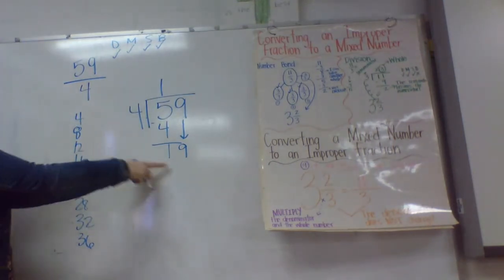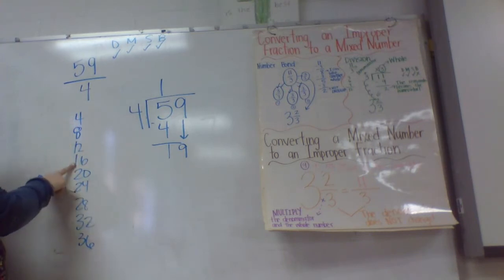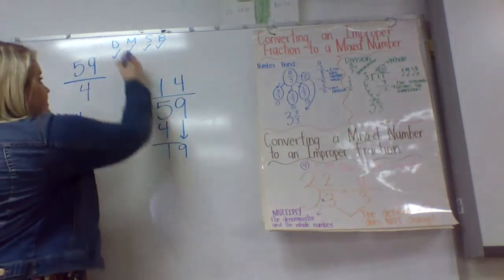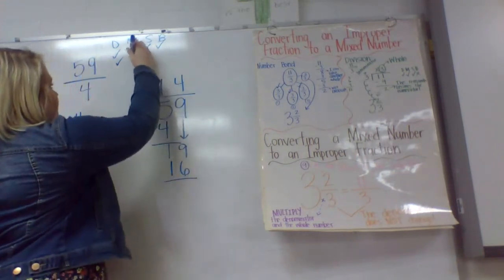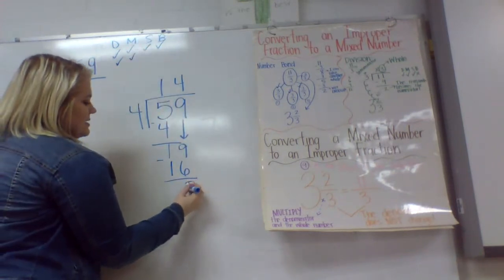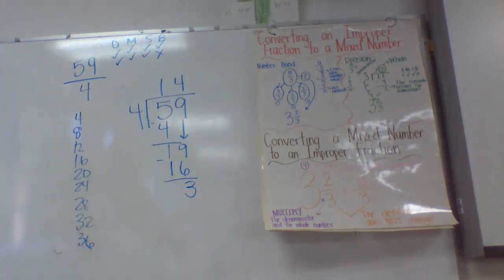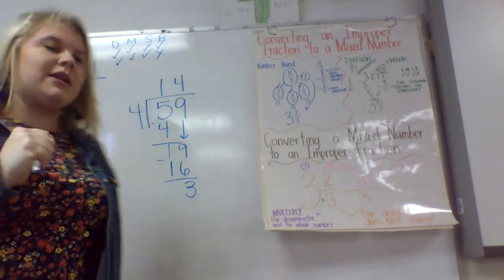Now I want to know how close I can get to 19 without going over. 20 is too much, so 16 is the closest I can get, and that is 4 times. 4 times 4 is 16. 19 minus 16, I get 3. I have nothing left to bring down. So I know my remainder is 3, but I have to know what to do with that remainder.